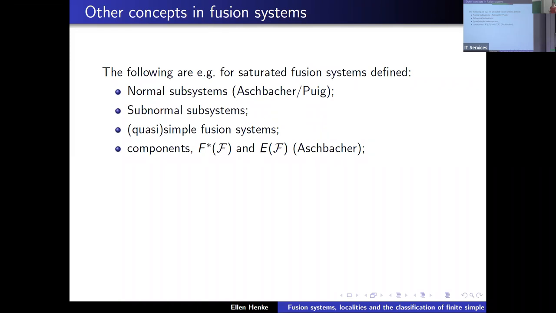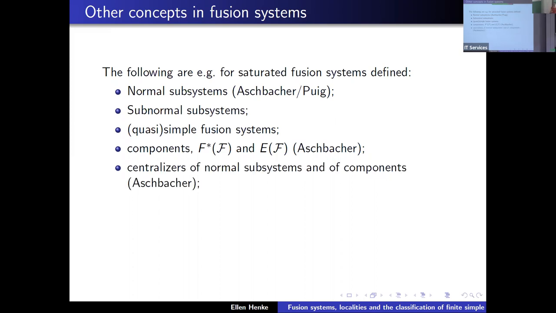And then Aschbacher developed a theory of components, and the components form a central product, which is a normal subsystem. So we get a notion of a layer E of F and also of a generalized Fitting subsystem F star of F. So these are all things we can do. Looking at centralizers of subsystems is actually quite difficult in general, but Aschbacher defined centralizers of normal subsystems and of components. And I was able to generalize this to define centralizers of subnormal subsystems. Actually, this uses the theory of localities I'm going to talk about later on.